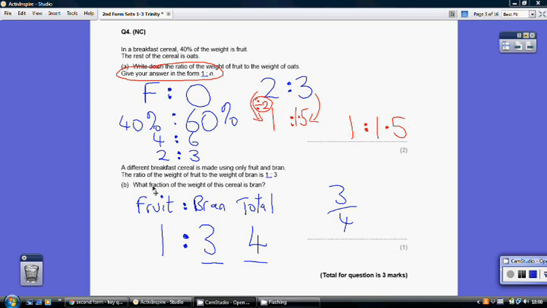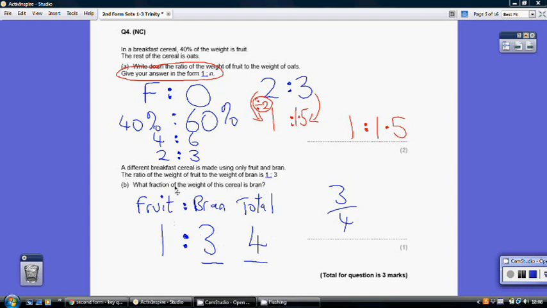Now part B is important. A different breakfast cereal is made using only fruit and bran. The ratio of the weight of fruit to the weight of bran is 1 to 3. So fruit to bran is 1 to 3. Now we're being asked for what fraction of the weight of this cereal is bran. Now be careful not to say thirds. Okay, the total number of parts is 4. 1 add 3 is 4.